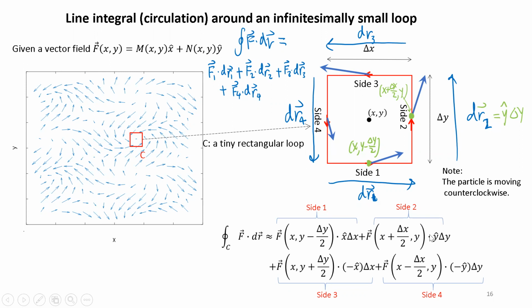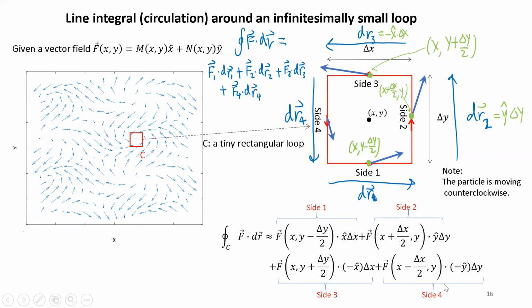So same procedure, right? When I take care of this side 3, then I need to take the F at this point. Okay, so what is this point? So this point, of course, is x, y plus delta y divided by 2. Right. And when I'm walking along side 3, I'm going in the negative x direction. So that's why my dr3 is minus x hat times delta x. So same thing for this 4.